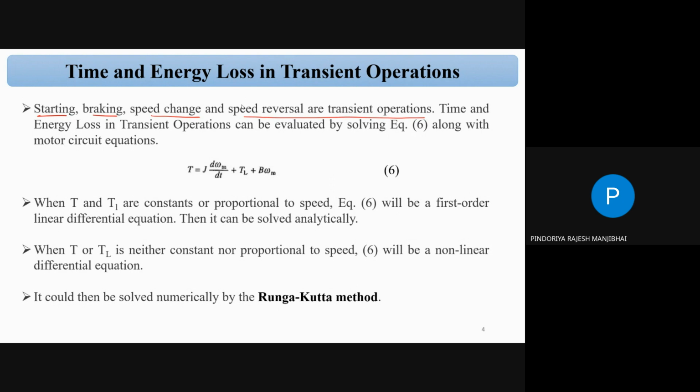Correct? Then we can say the braking. Yes, we can say sometimes we have to give the brake. Speed change: sometimes you have to change your speed, you have to increase your speed, you have to decrease your speed. And the speed reversal, sometimes you have to do the speed reversal. So during these four functions, it will create the transient operation, correct? So then we can say we have to calculate the time and energy losses in the transient operation. Okay.